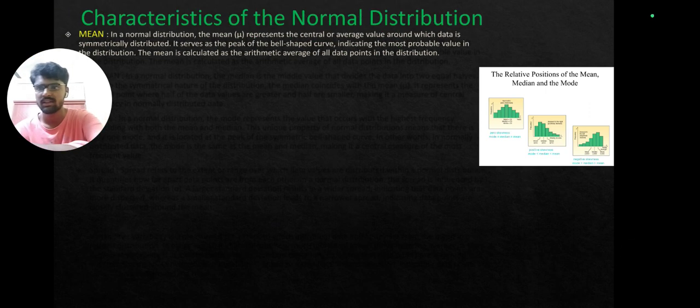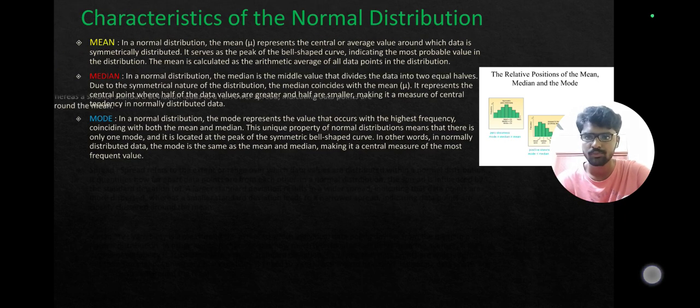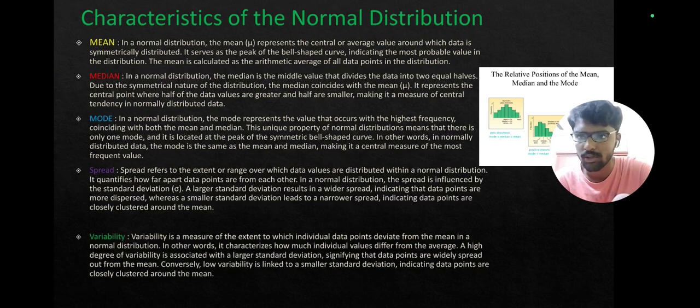Characteristics of normal distribution. In a normal distribution, the mean represents a central or average value around which data is symmetrically distributed. It serves as the peak of the bell-shaped curve, indicating the most probable value in the distribution. The mean is calculated as the arithmetic average of all data points in a distribution.